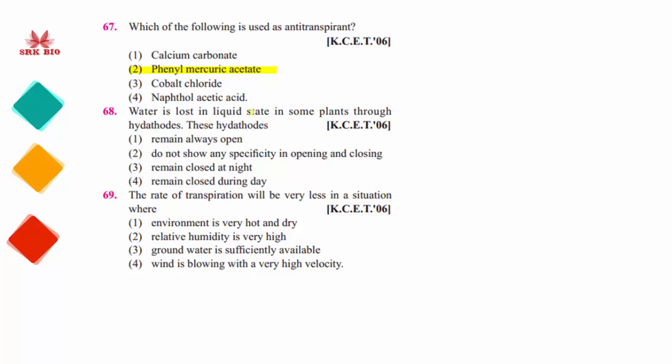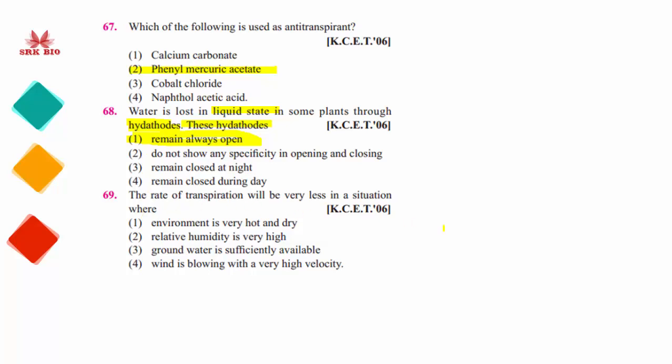Then coming to the next one. Water is lost in a liquid state in some plants through hydathodes, and these hydathodes, just now I explained about in the previous question. When loss of water occurs in the liquid state, that means in the form of droplets, not in the form of vapor, and that too through the hydathodes, what is the character of hydathodes? They always remain open. They do not close at all. They will be in the opened condition. So the right answer for this one is option 1.